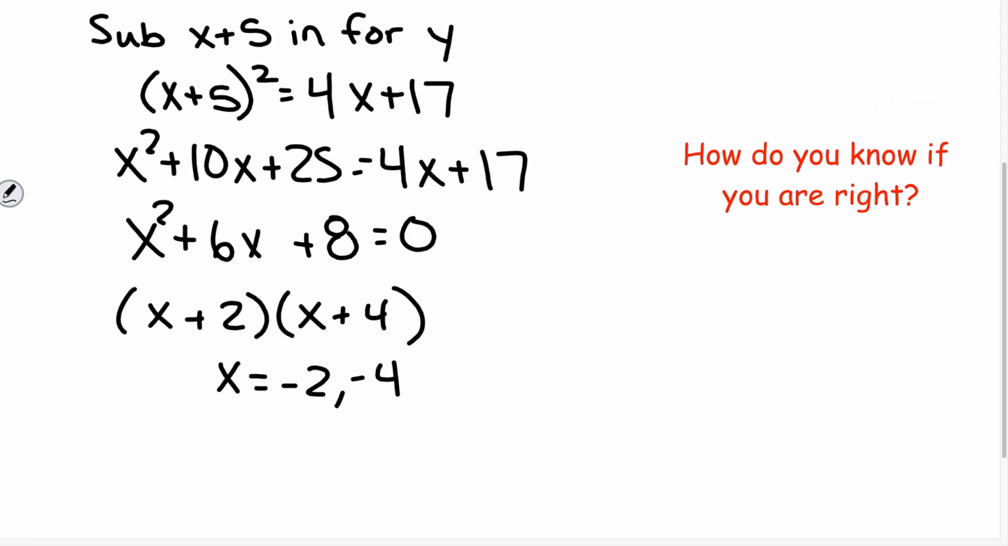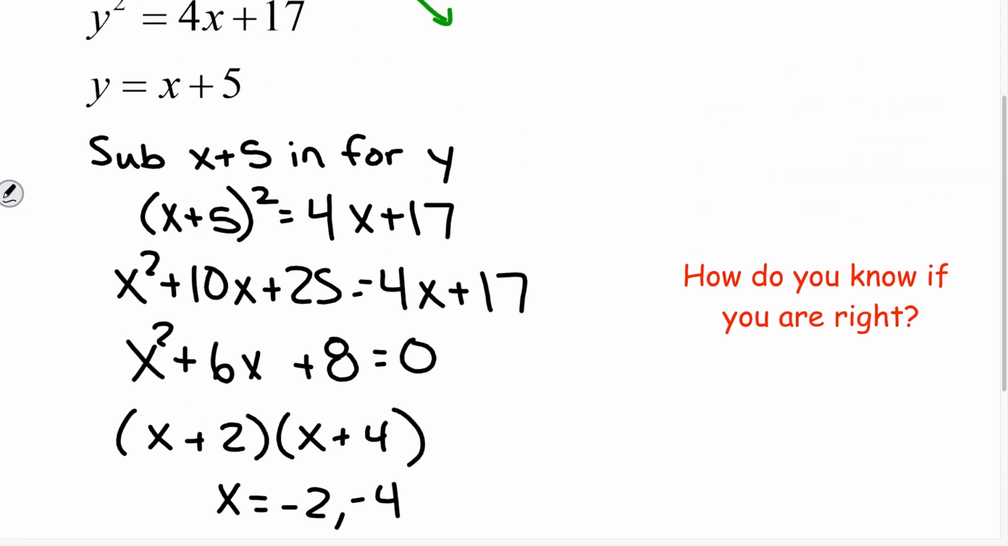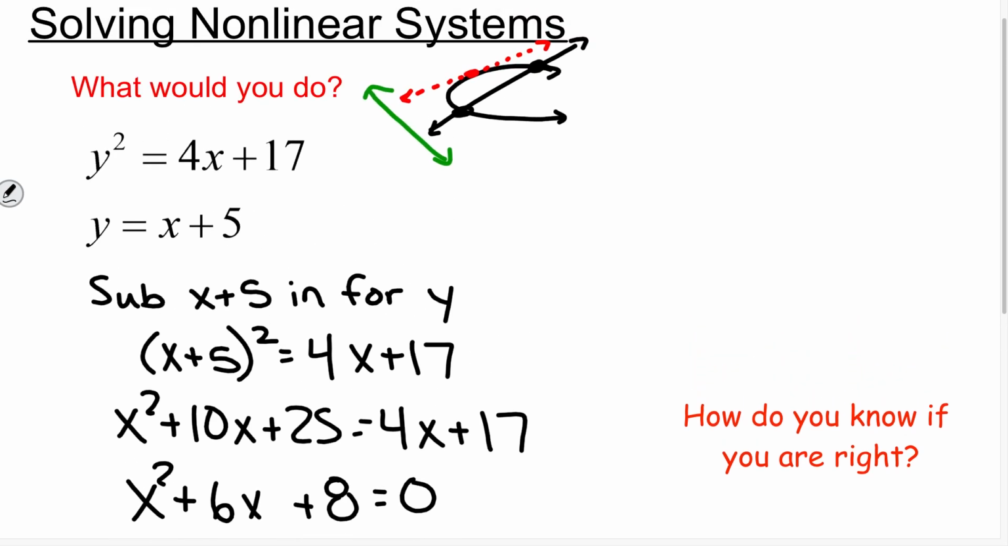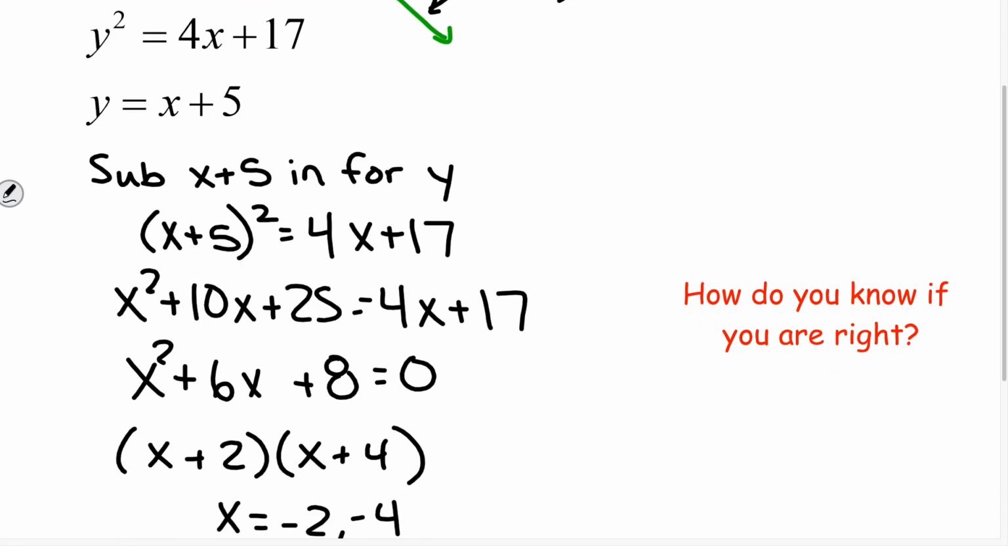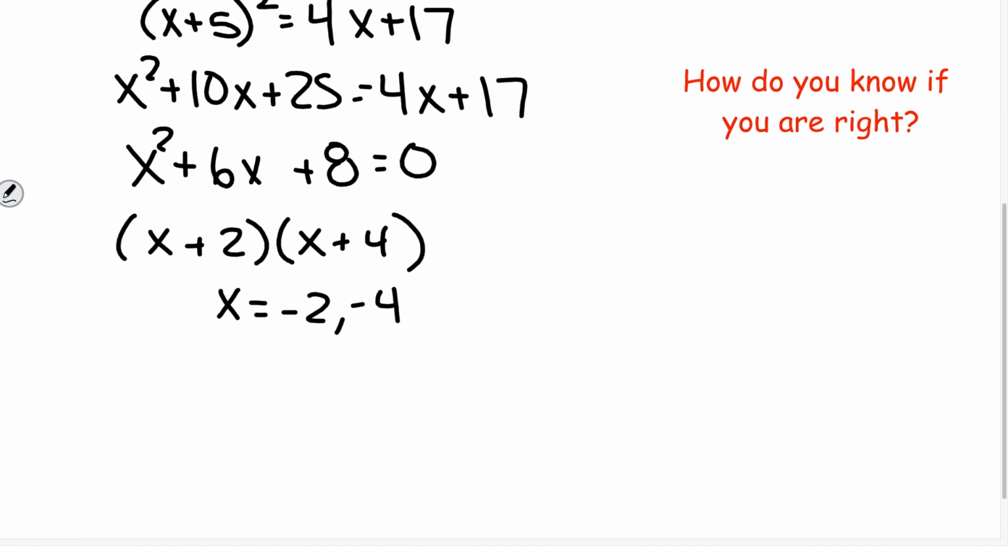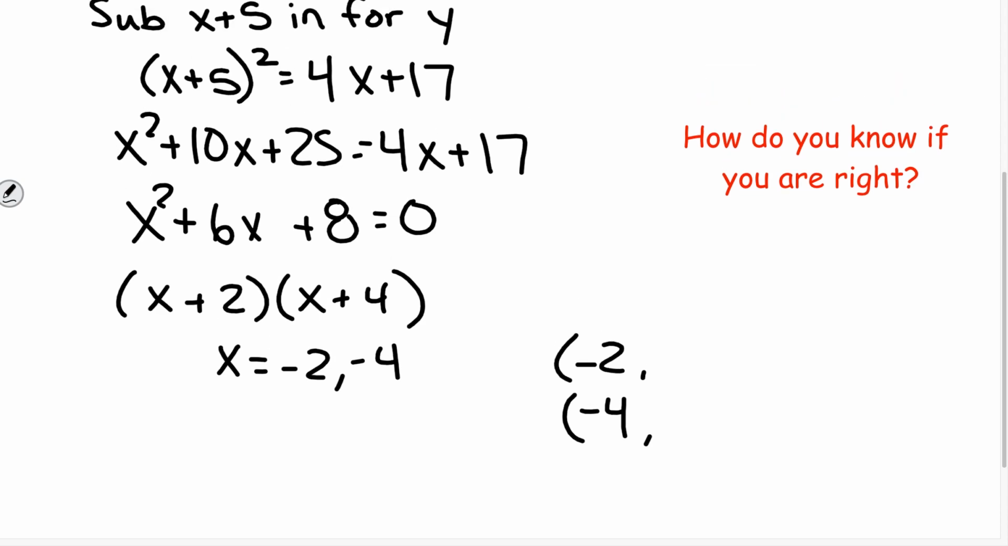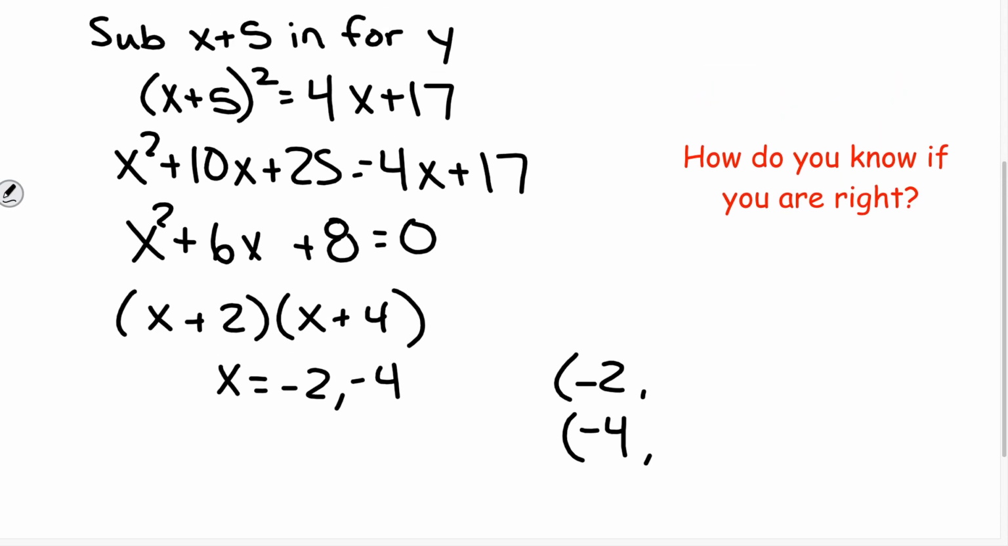That means that if I go back up to my drawing, I must have 2 points of intersection because they have different x values. So my answer should be the points of intersection. I know my x's are -2 and -4. I just have to plug them in to get y.